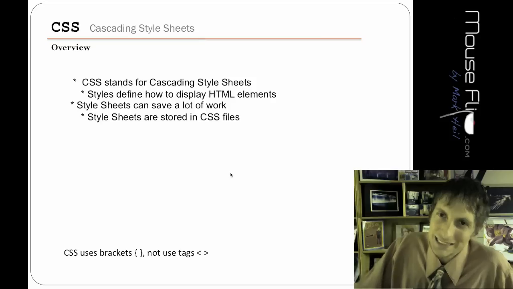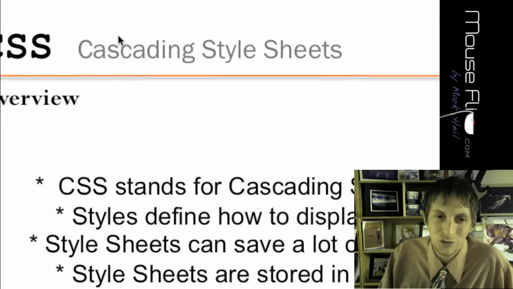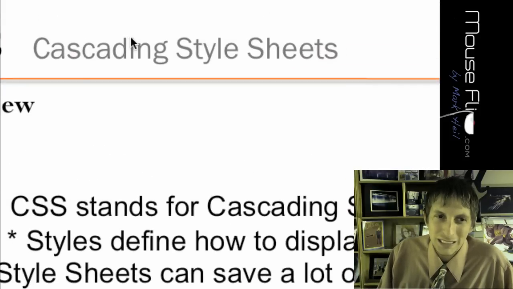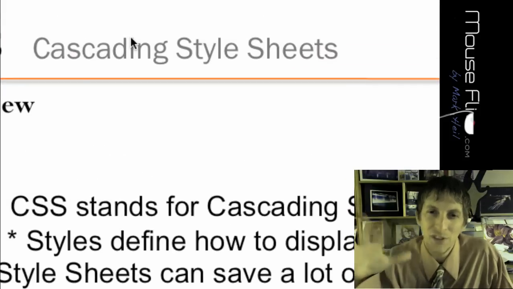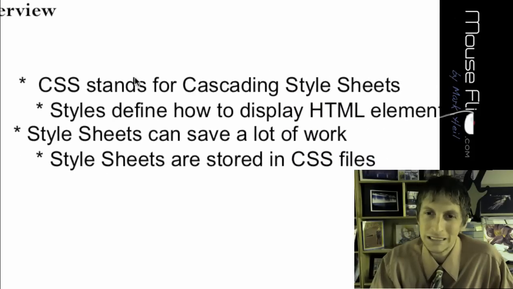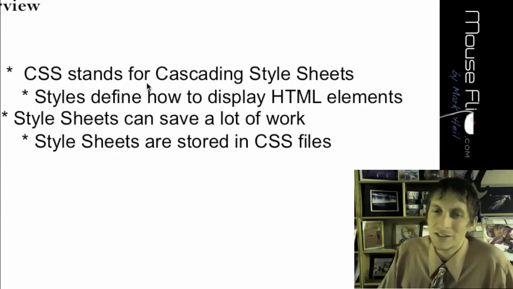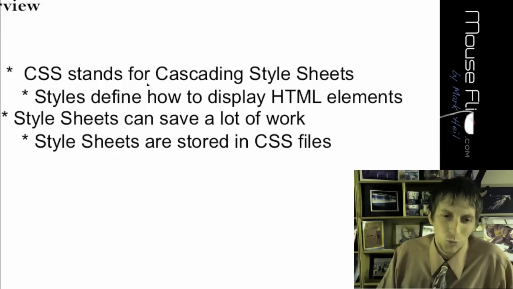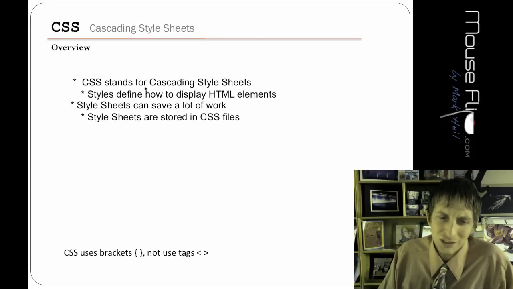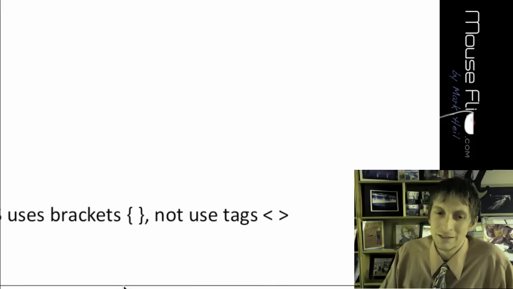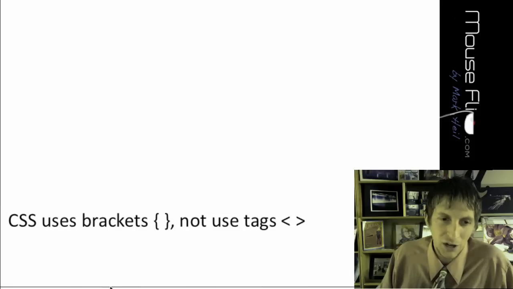CSS stands for Cascade Style Sheets. That's what it stands for. Now, they're used to define styles of HTML elements. Like I said, it saves a lot of time, and they're stored as CSS files. One other important aspect, as you see on the bottom left, is that CSS uses brackets and not tags. So let me show you an example of how that works.